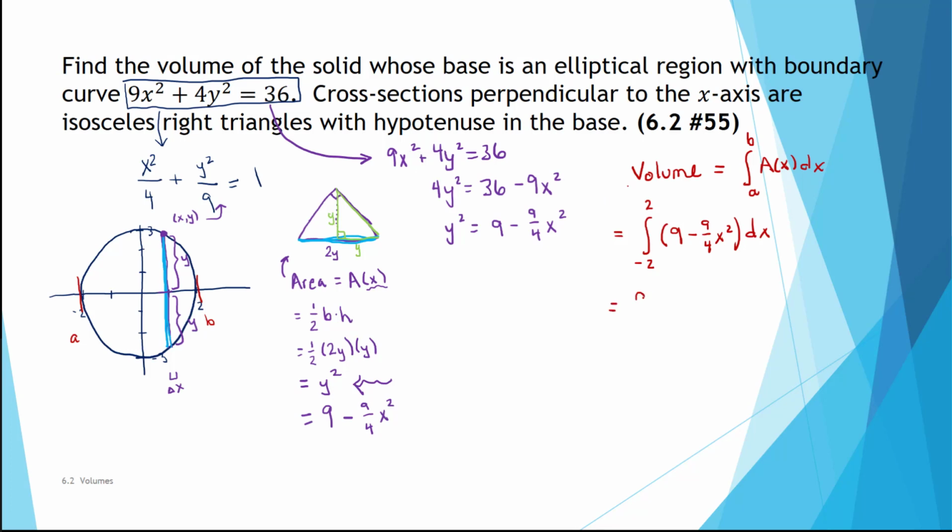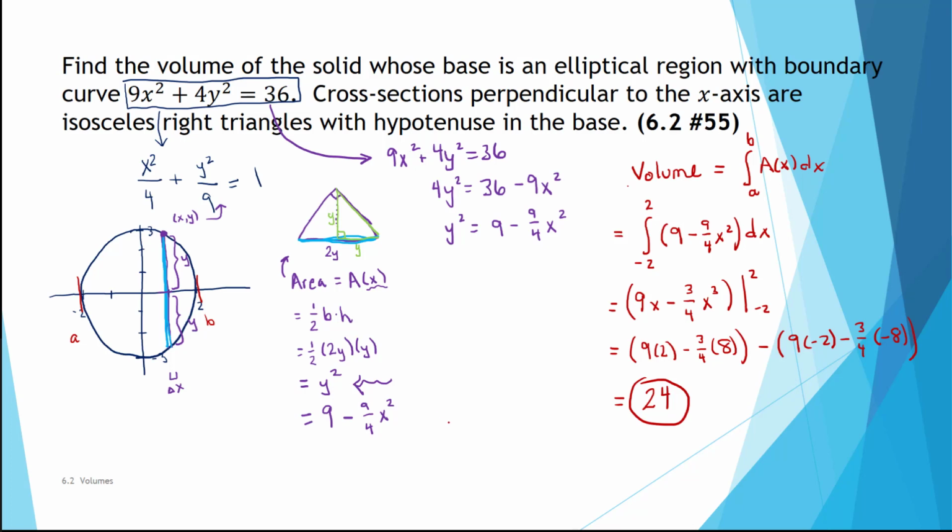Okay, using the fundamental theorem of calculus, our antiderivative is 9x minus 3/4 x to the third. We evaluate at -2 and 2. Plugging in 2, we get 9 times 2 minus 3/4 times 8. And then we subtract 9 times -2 minus 3/4 times -8. Simplifying all of this gives us a value of 24 for the volume of this solid.